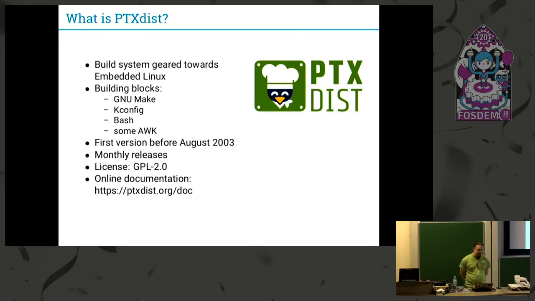The overall license for PTXdist and all the recipes is GPL2. And now we also have this shiny new logo since, I think, one year ago, because we're basically just a collection of recipes. We have this cooking penguin and an online documentation which is generated from reStructuredText in Sphinx. And you can read this online.